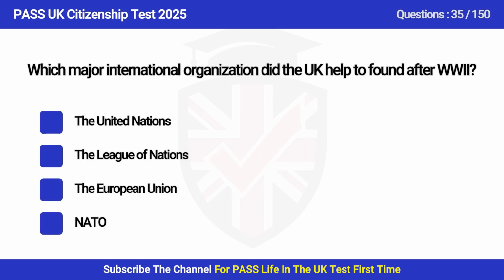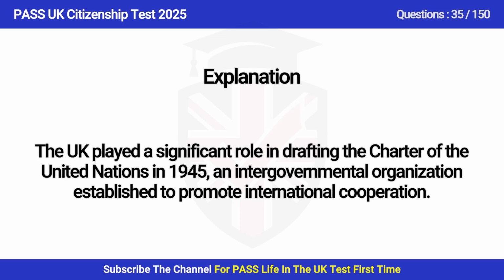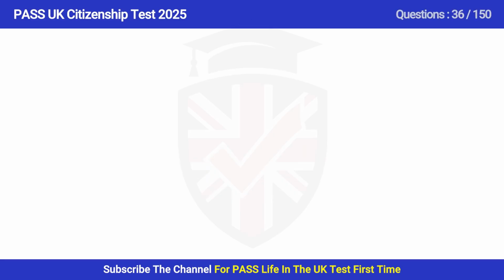Question 35. Which major international organization did the UK help to found after the war? A. The United Nations, B. The League of Nations, C. The European Union, D. NATO. Answer is A. The United Nations. They played a significant role in drafting the Charter of the United Nations in 1945, an intergovernmental organization established to promote international cooperation.